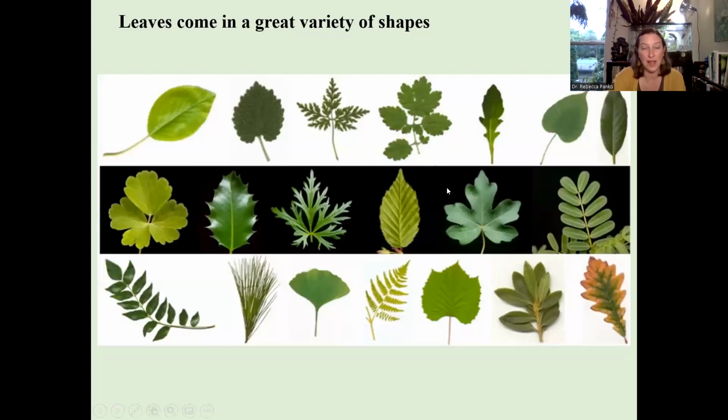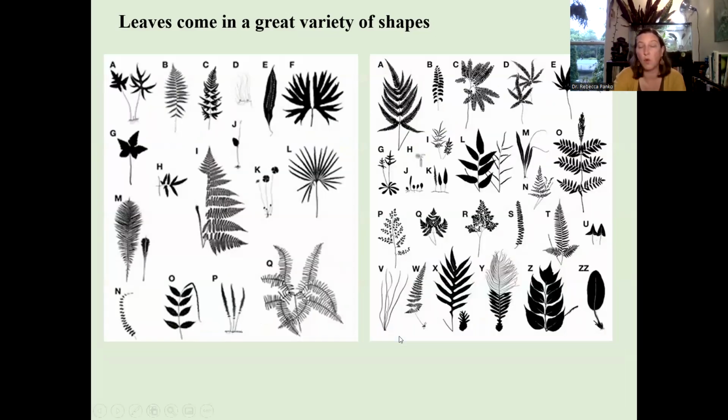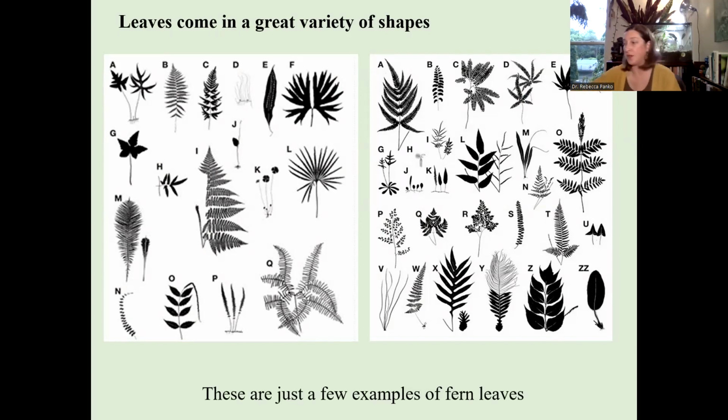Just so you know, look again, these are all one leaf, even though some of them look very complicated. These are all just one leaf. Okay, so look, wow, look at all this variation in leaf shape. And this is only ferns. This slide alone only shows you leaves from ferns. So you can imagine, just a few examples, so much diversity in leaf shape and form.